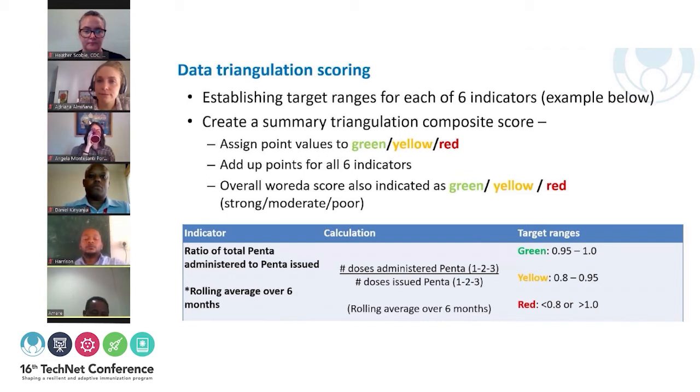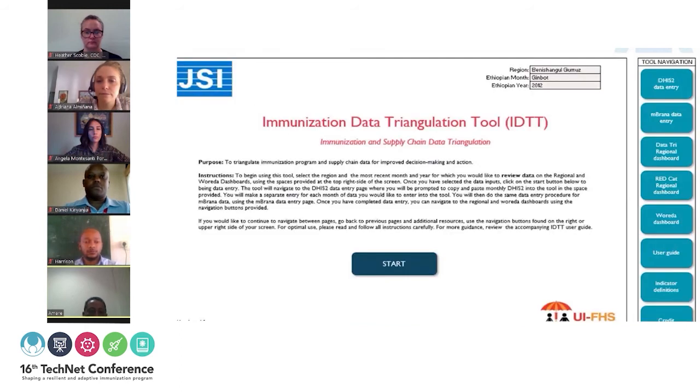And this is an example for one indicator, that is the ratio of total Penta administered to Penta issued. So the tool automatically generates the range, and at the same time the color: green with this range, yellow from 0.8 to 0.95, and red. So the tool again gives the results or the action to be taken based on the color. So this is an example.